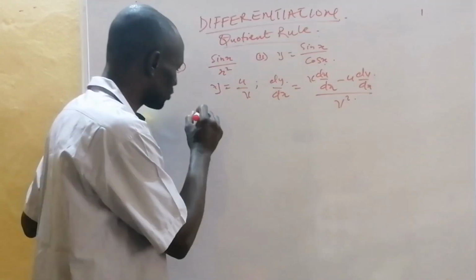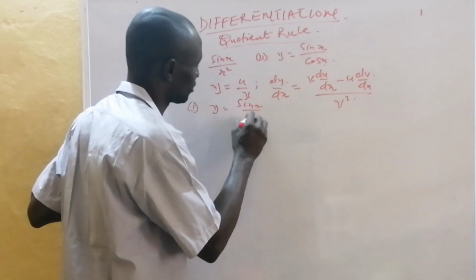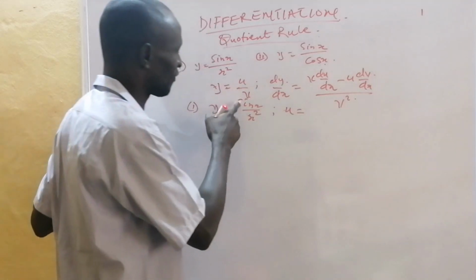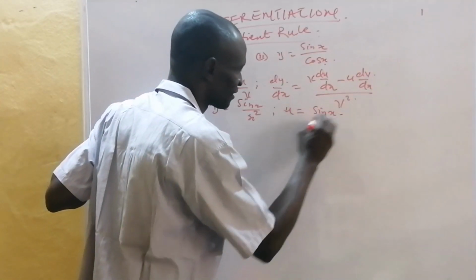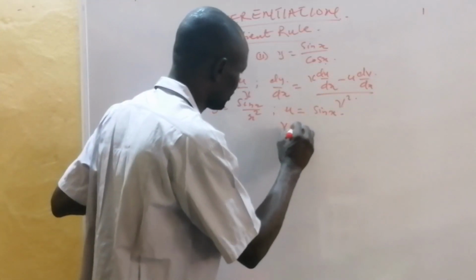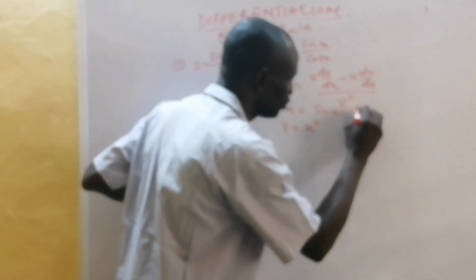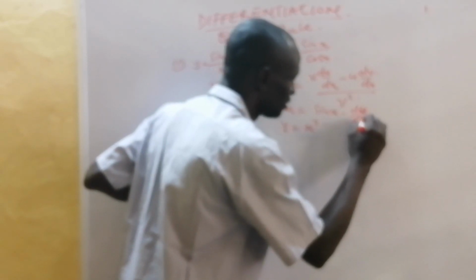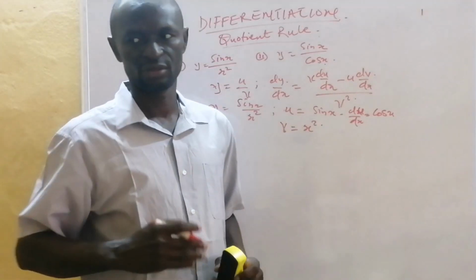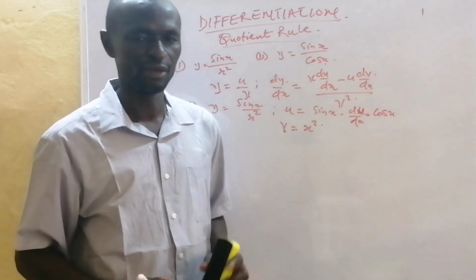Now, let's start with question 1. Question 1 says y is equal to sine x over x squared. Here obviously my u is what you have at the top, that's sine x, and my v is equal to x squared. So if my u is sine x, my du/dx is cos x. If you differentiate sine, you get cos. If you differentiate cos, you get a negative sine. Please bear it in mind.